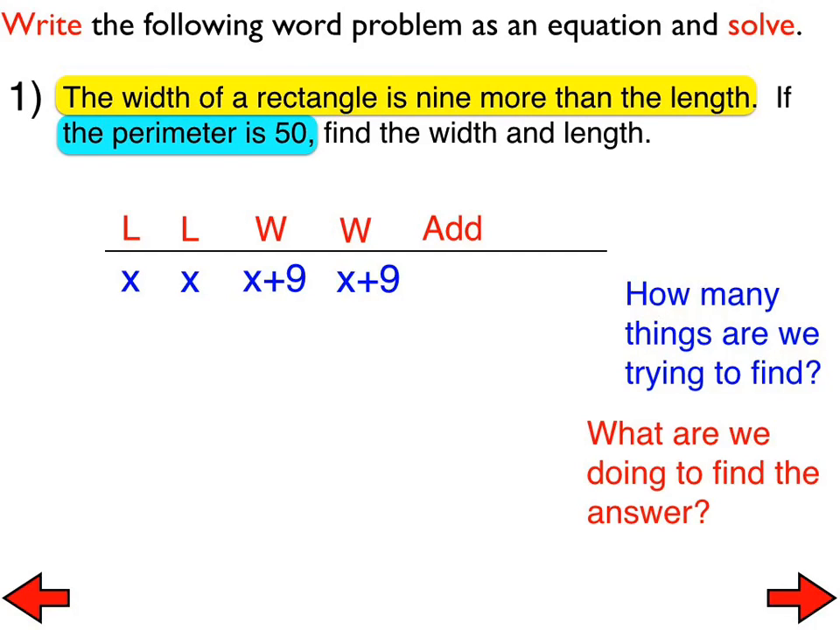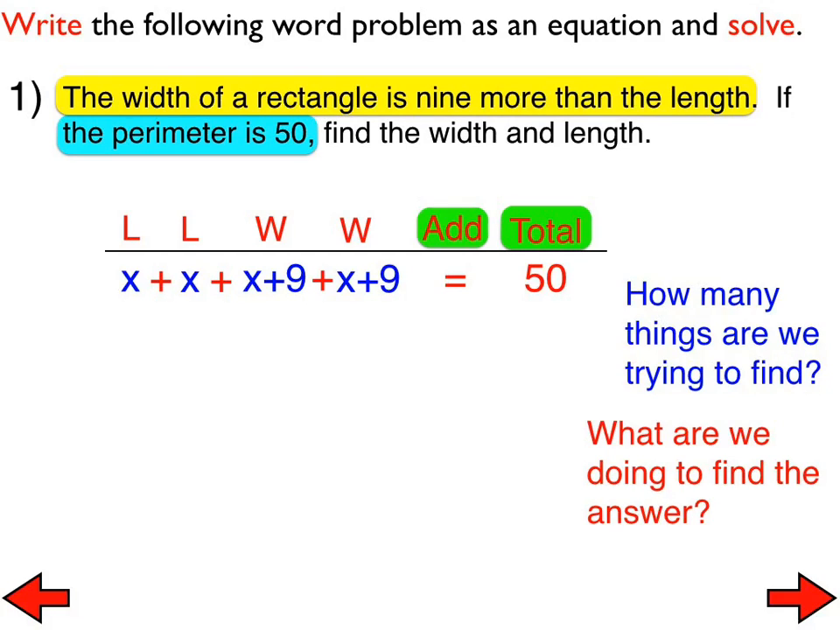Because remember, to find the perimeter of any rectangle, we add up 2 lengths and 2 widths. To find the perimeter of any rectangle, we add up all 4 sides. So we're going to add those up. And the total for the perimeter in this problem is supposed to be 50, as it says in the second sentence. And here is the equation that we would use to find the length and the width. I would like you to finish solving for x, and then we'll quickly talk about what that means in the context of this problem. I'll give you about 45 seconds.